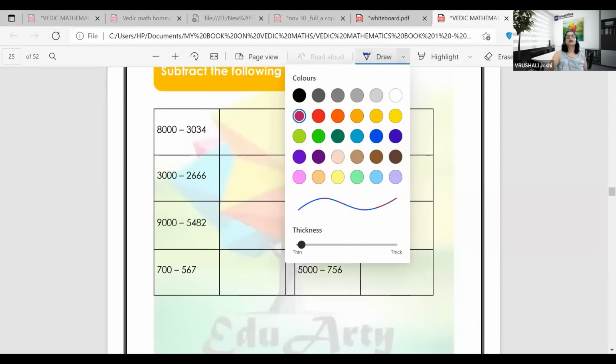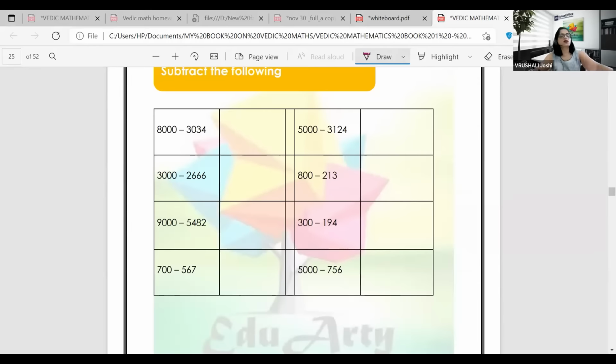Yes, Yadnesh, can you help us answer the first question? I'm writing the answer that he gave here. He said it is 4966. So let's see. 8 minus 4 is going to be 4 and then 966. Yes, the answer is right.